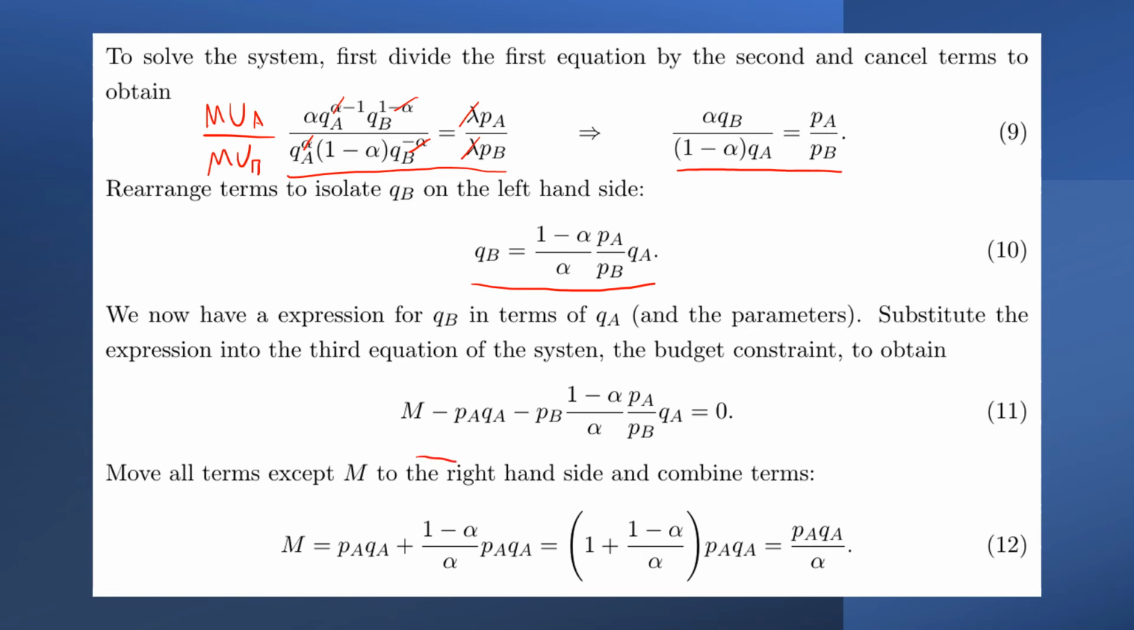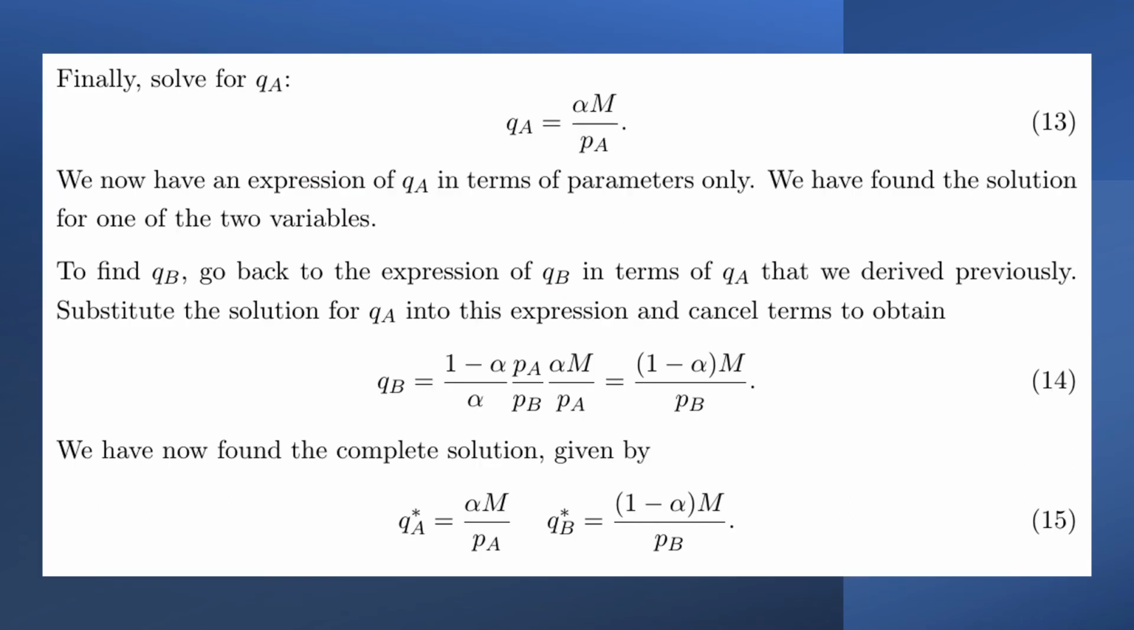So down here, we have the budget constraint, except that I've substituted this expression for QB, which means that the budget constraint now only contains QA, not QB. So we have one equation in one variable. So all you have to do is rearrange and solve for QA. Doing so, we get this expression here. We get QA in terms of only parameters. So we have found the solution for one of our two variables.